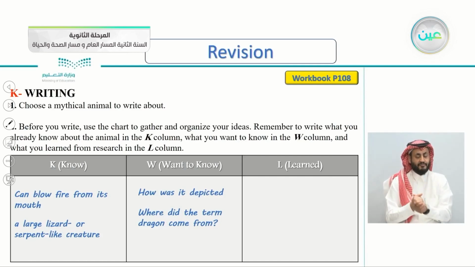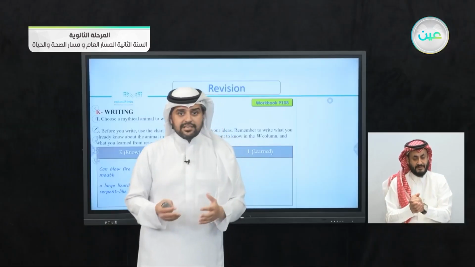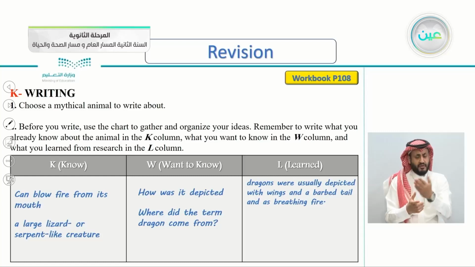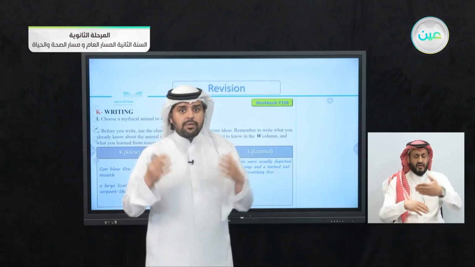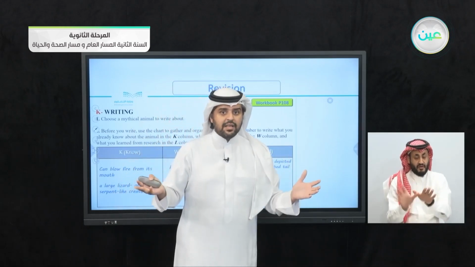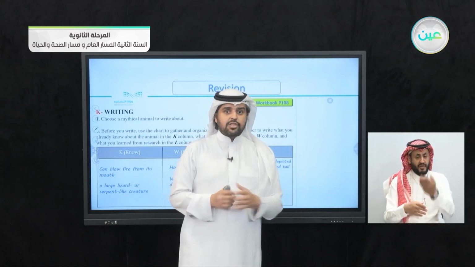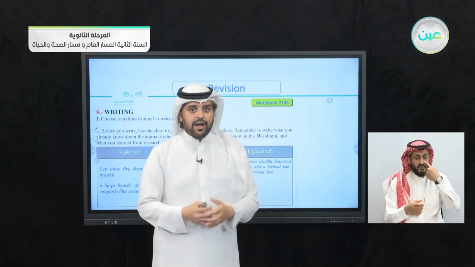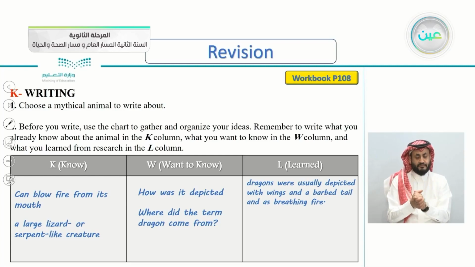So I've done my research, when I have researched about dragons, and what I learned about them. Dragons were usually depicted with wings and barbed tail and as breathing fire. So they were depicted with wings. Of course, when you imagine a dragon now, you imagine it always with wings and a barbed tail, and also that it will be breathing fire.